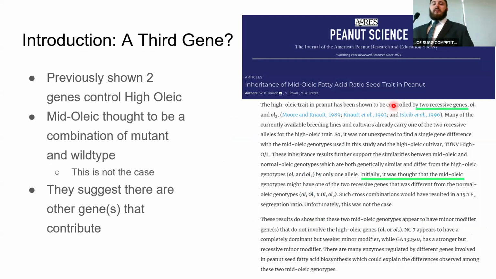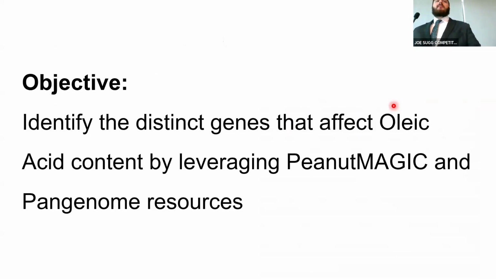So initially we thought that the middle oleic was just a combination of these two recessive alleles where you only have one instead of both to give you the high oleic. So when they use this in this paper, they try to cross it to try to understand the Mendelian traits that are moving around, and unfortunately this is not the case. So they hypothesized that there are some other genes besides this FAD2A and B that we need to look at.